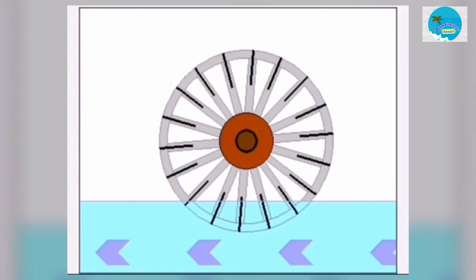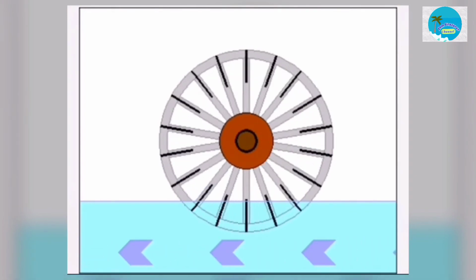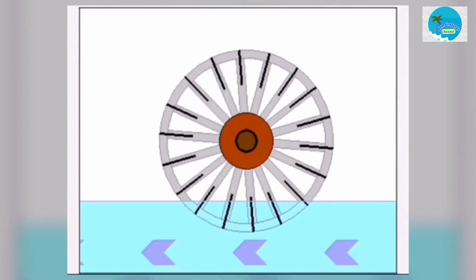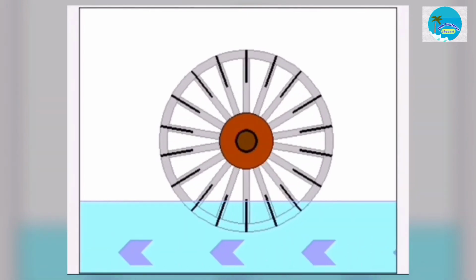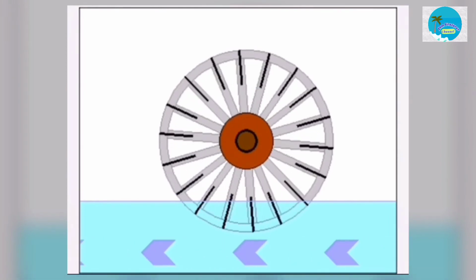Undershot water wheel. The undershot water wheel is the most basic and least efficient form. It releases the energy of the flowing stream of water to push the paddles and turn the wheel. The speed of the wheel is directly reliant on the speed of the water flow. If the amount of water available decreases, then the wheel will turn more slowly.